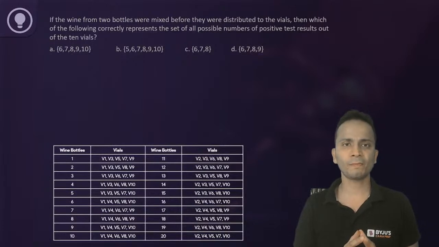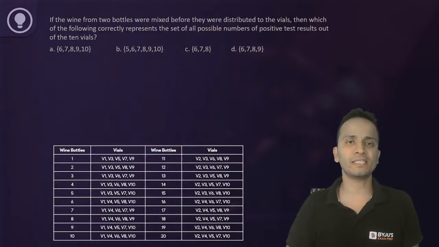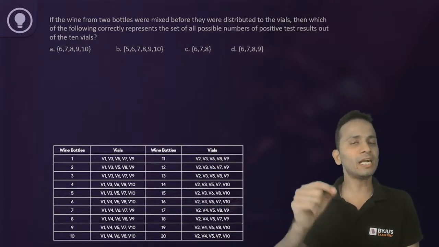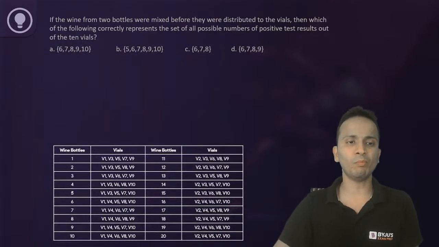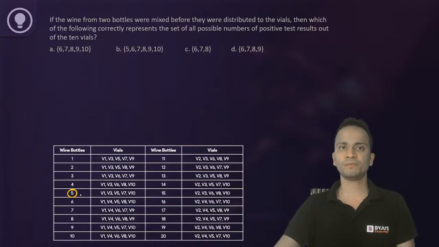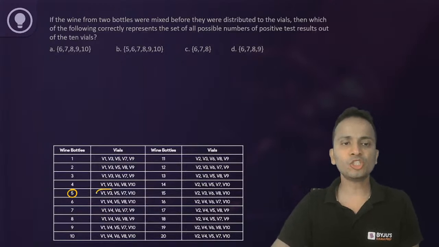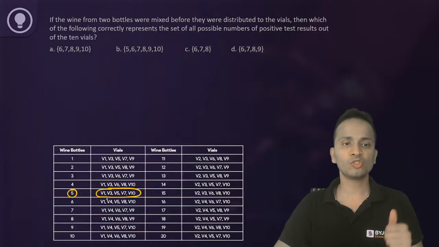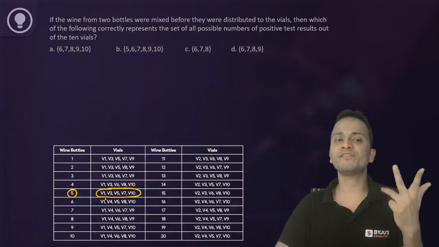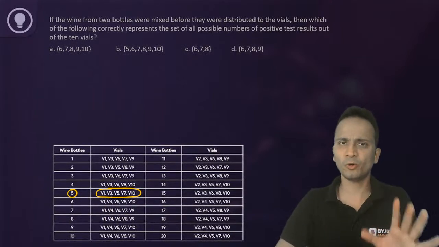understand one thing. If I'm not doing mixing, so what will happen before mixing? Let's understand. Now, there are 20 bottles and exactly one bottle has poison. Let's assume that bottle number 5 has poison. Only one bottle has poison, bottle number 5. So, each of these 5 vials will test positive. So, vial number 1, 3, 5, 7 and 10 will test positive. I'm just taking an example, okay?